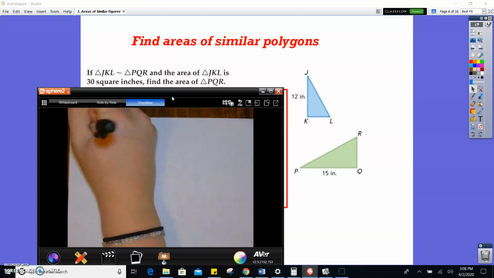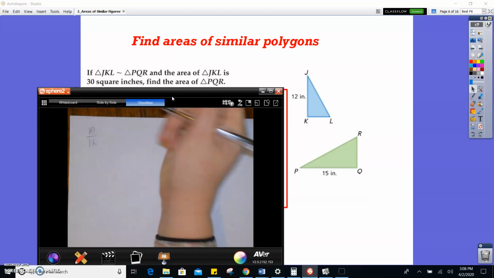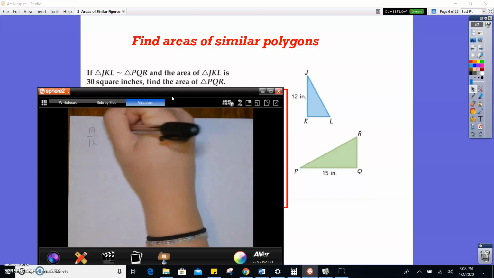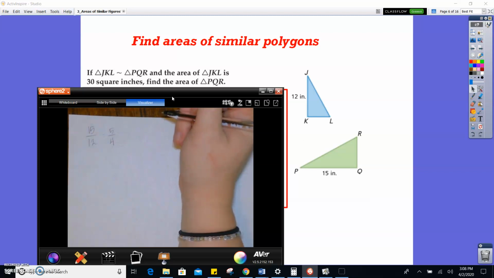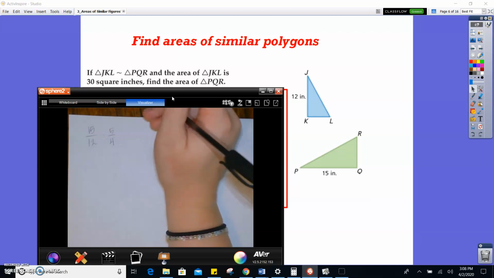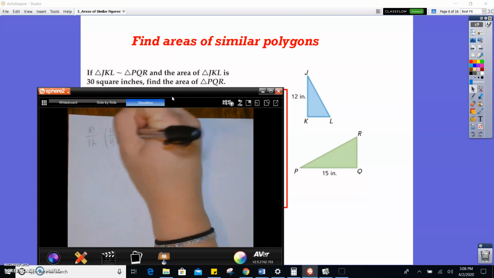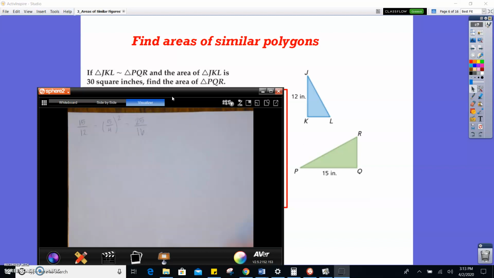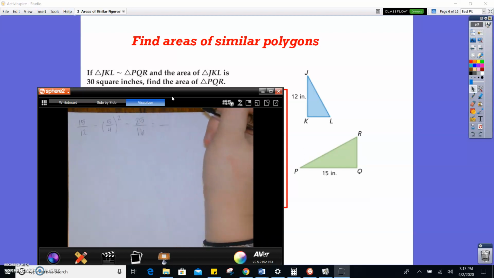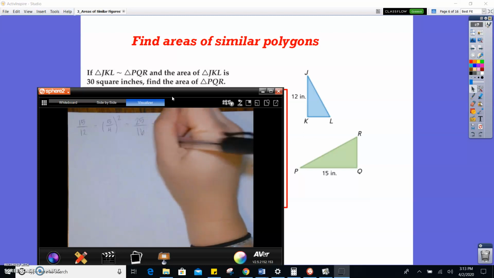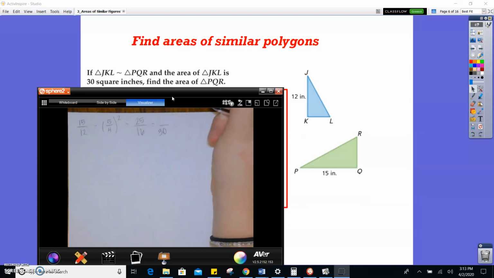So when I put 15 over 12, that simplifies to 5 over 4. Now this is the scale factor itself, but since we're talking about area, they're related by scale factor squared. So I will square the scale factor to get a value of 25 over 16. Now this 25 over 16 is the relationship between the two areas, and I have the known value of triangle JKL, so the 30 will go down to the bottom, and then this will be my unknown.